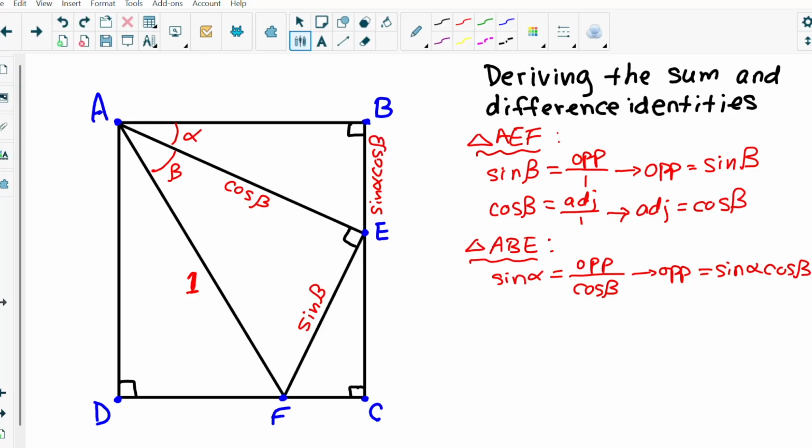There we go. I'm going to also take the cosine of alpha, and I'm looking for this adjacent side. That is adjacent divided by the hypotenuse, cosine of beta. So that leads me to adjacent side equals cosine of alpha cosine of beta. Okay, so let me fill that in. Cosine of alpha cosine of beta. Okay, good so far?